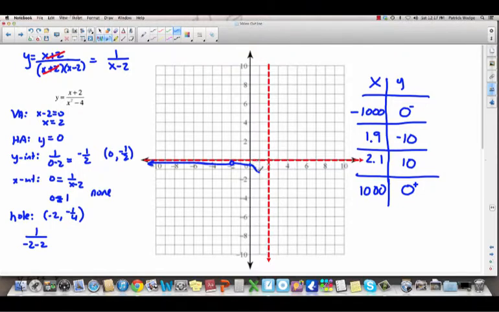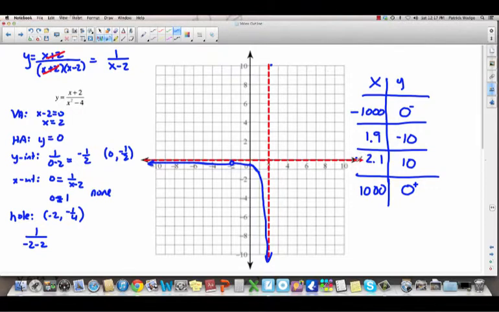So it's coming down, and as you can probably guess, it's going to get closer and closer and closer to this asymptote, but never touch it. So it looks something like that. Now it's going to do the same sort of thing. Let's see, when we have 2.1, just a little bit over here, we're already up at 10, so it's up there. And when we have 1,000 way out here, it's a little bit above, so it's going to be on this side. So we must have another one of these curves coming down here.